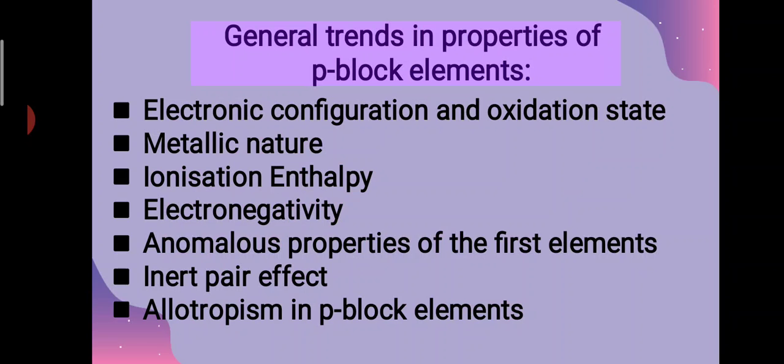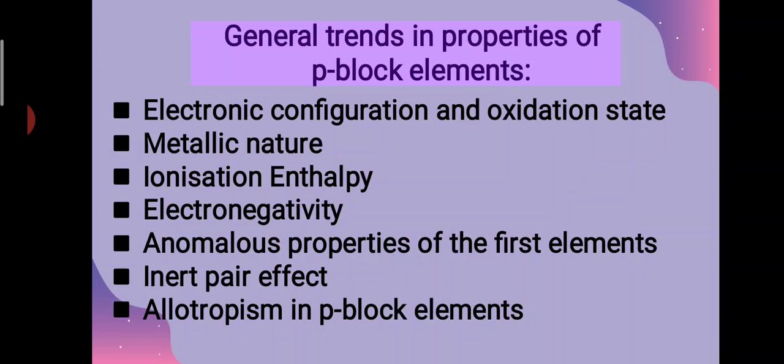Then group 15, the first element is nitrogen. It also has multiple bonds, and it exists as a diatomic gas. Then group 16, oxygen, can also exist as a diatomic gas. Group 17, fluorine, is the most electronegative element in the periodic table. It shows the -1 oxidation state.